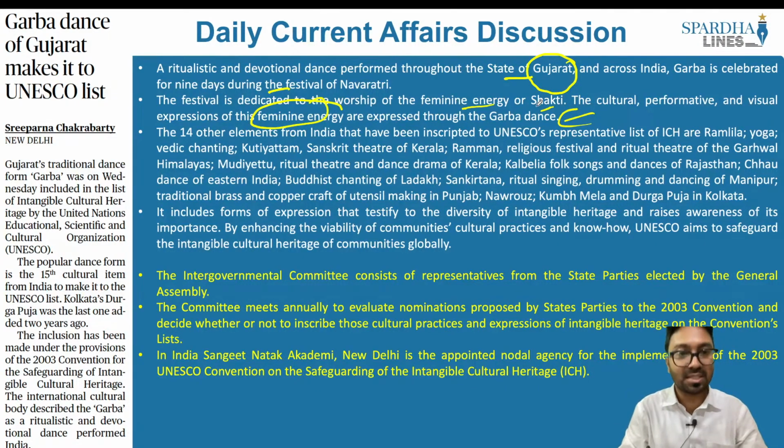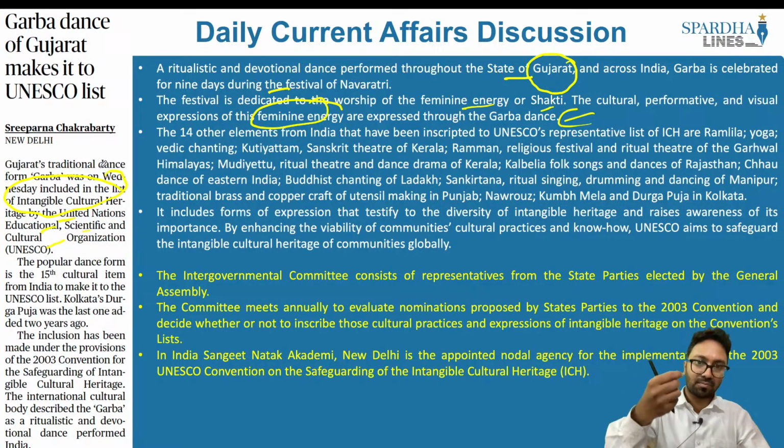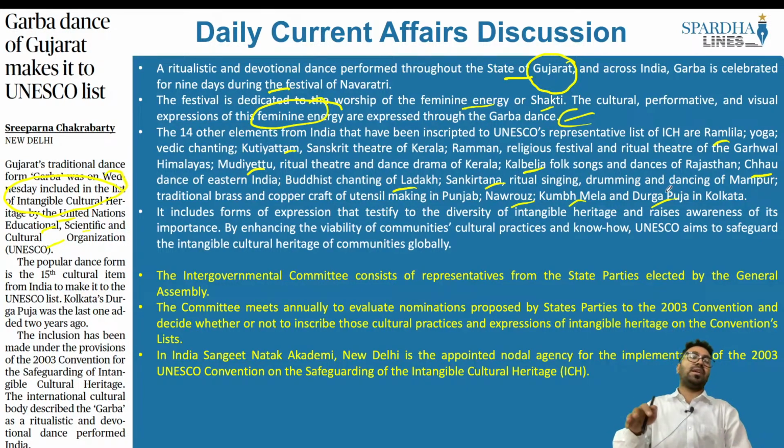Second important factor is this Garba is now entered into the intangible cultural heritage by the United Nations Educational, Scientific and Cultural Organization. So it is part of the intangible cultural heritage list. Which are the other, let's say for example, elements which are part of this list? We have 14 others, which includes Ramlila, Yoga, Kutiyattam, Mudiyettu, Kalbelia, Chhau, Buddhist chanting of Ladakh, Sankirtana, traditional brass and copper craft of utensil making in Punjab, Nowruz, Kumbh Mela and Durga Puja in Kolkata. This can be very important from your preliminary examination point of view.